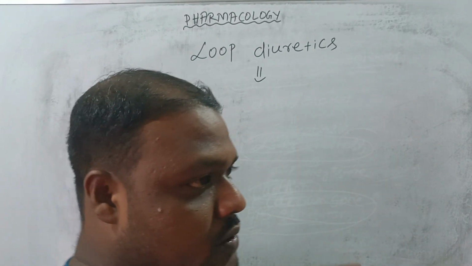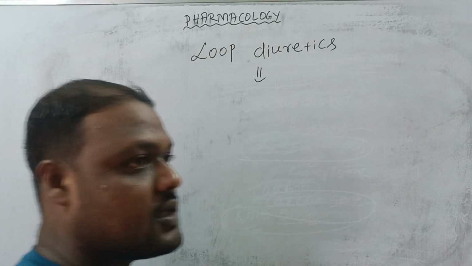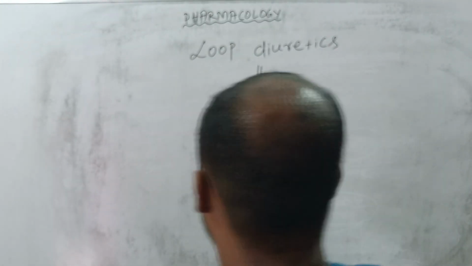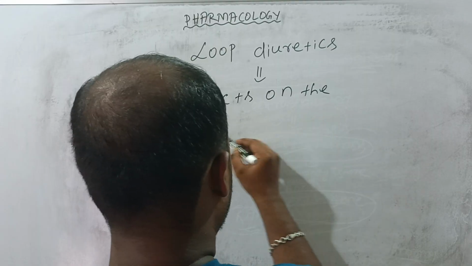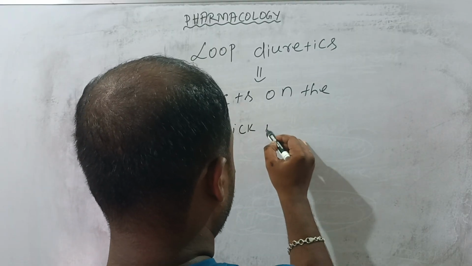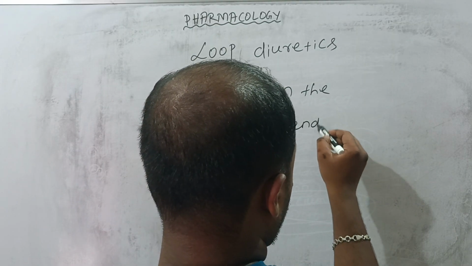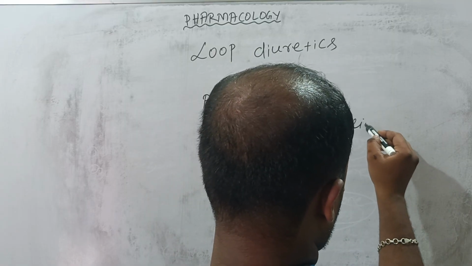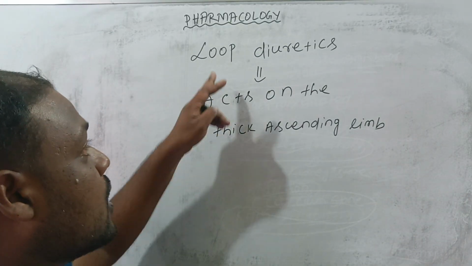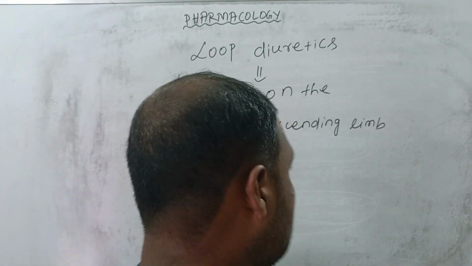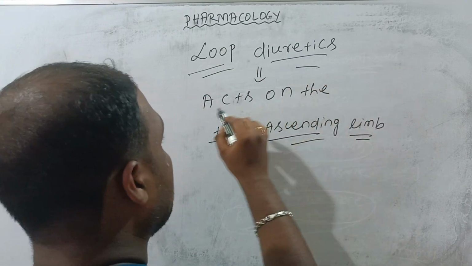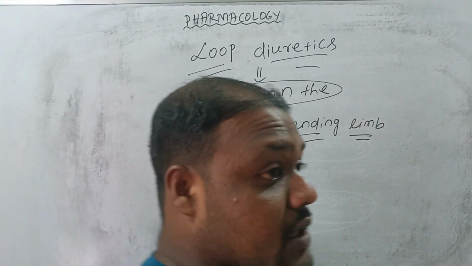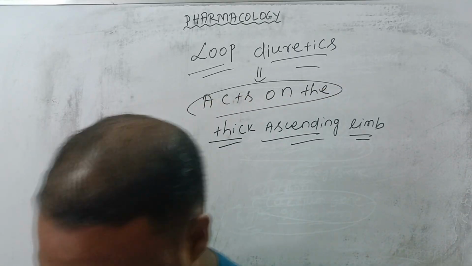The loop diuretics act on the thick ascending limb. Clear? Thick ascending limb. The loop diuretics act on the thick ascending limb. So this is a one mark question in the entrance examination.